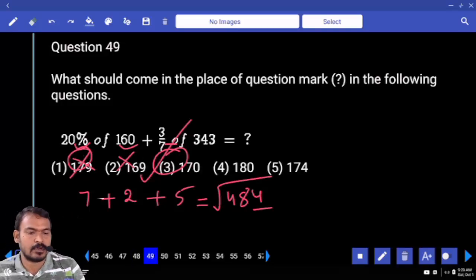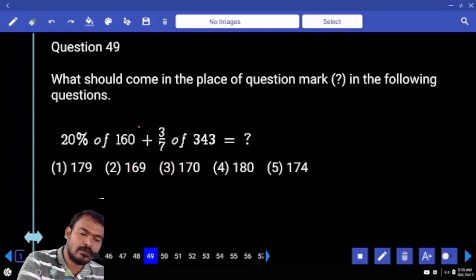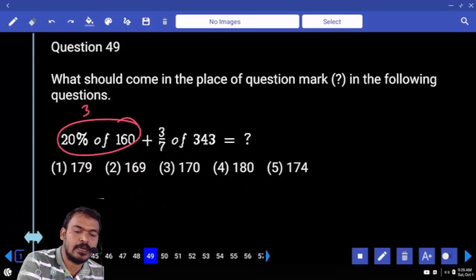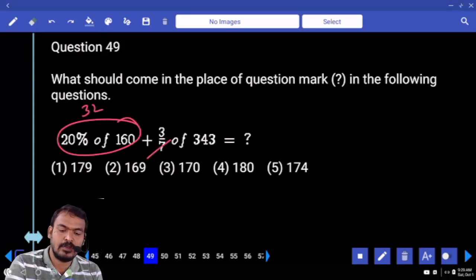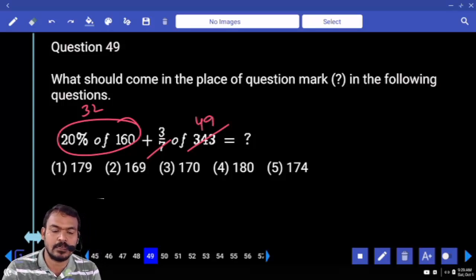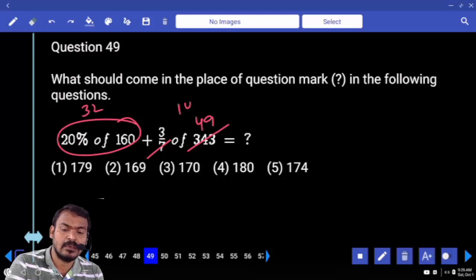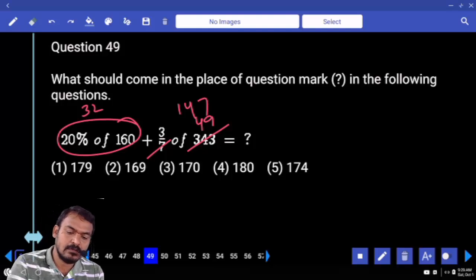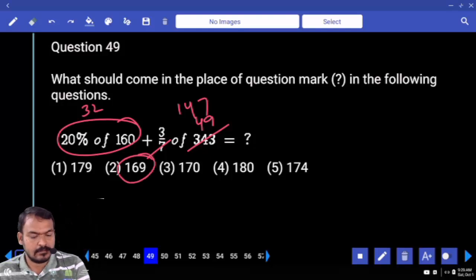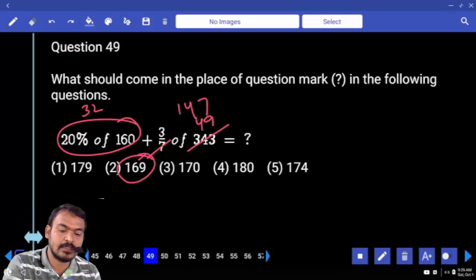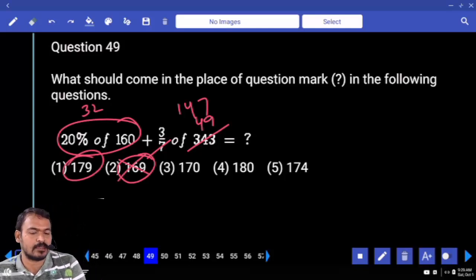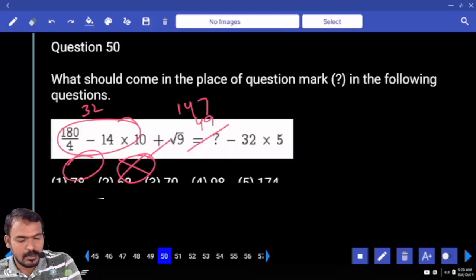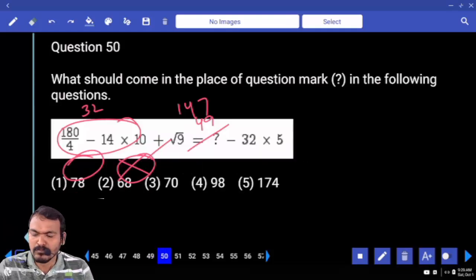Next question number 49. What is the 20% of 160? 32. 7 how many times? 343. 49. 3 into 49, 147. Both are adding or subtracting? Adding. What is the answer? Sorry, 179. 32 plus 147, 179. Next question number 50.